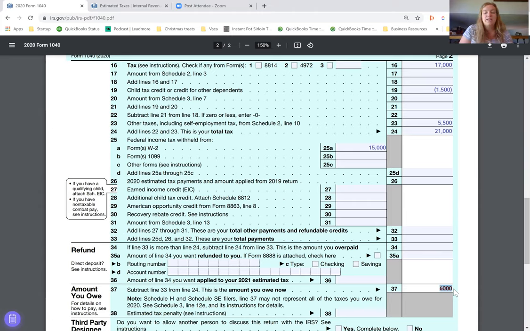Now, you could just say, that's fine, I'll just pay that in April, right? But the IRS says, well, because you own this small business, and you know you're going to owe $6,000 at the end of the year, we would like that throughout the year.